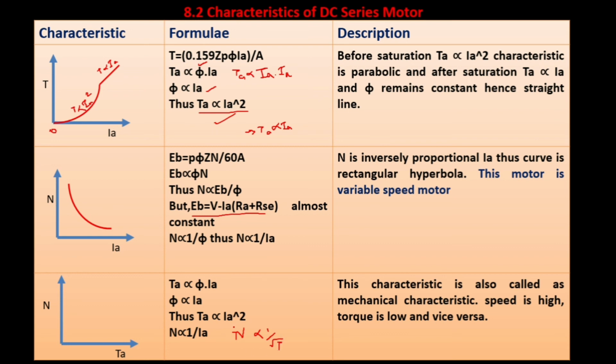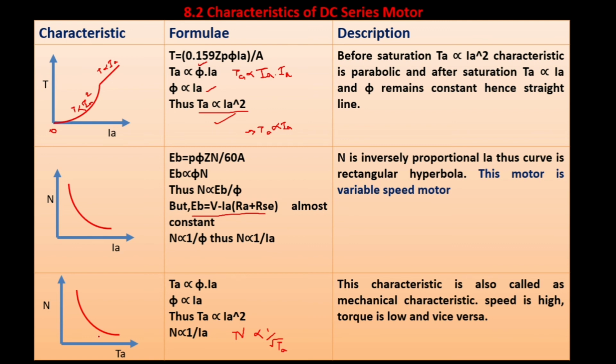Correct, because I only want Ia. So Ia will be root of Ta. Correct. So 1 upon root of Ta. So that is also an inverse characteristic. So you find this is the rectangular hyperbola that you get. So this is the characteristics you get. Okay. Higher the speed, the lower the torque you get. Okay. So this is the mechanical characteristics.